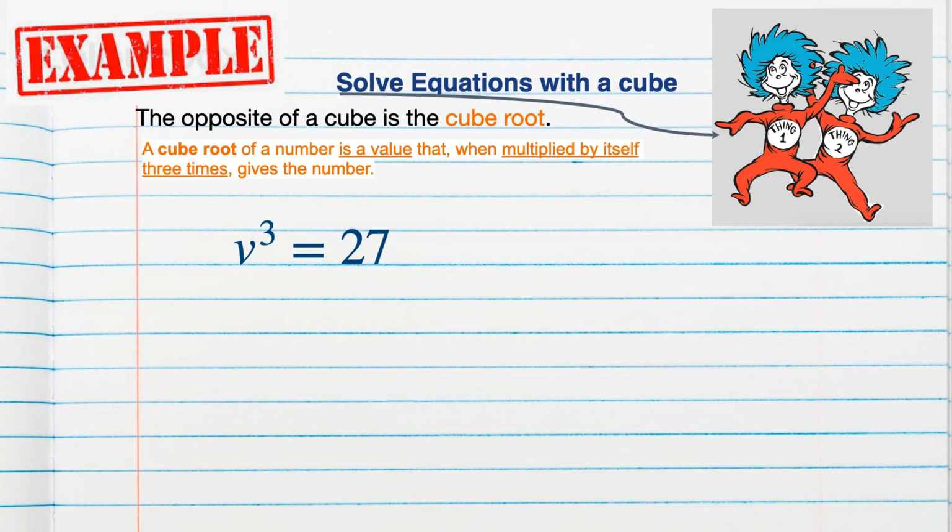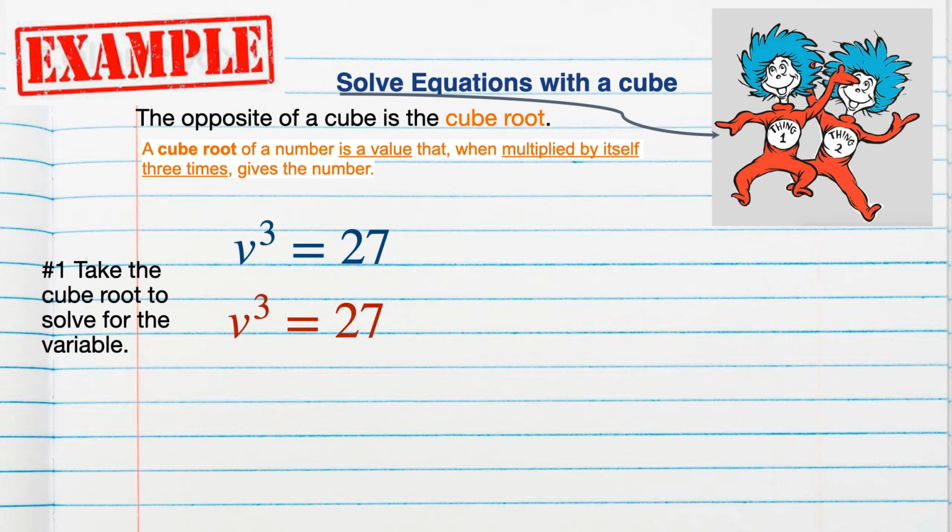A cube root of a number is a value that, when multiplied by itself 3 times, gives the number. Now let's read the equation. V cubed is equal to 27. The variable in the equation is v, and the exponent is cube, or that little power of 3. Therefore, we're going to cube root to solve for the variable. Yep, let's rewrite it, and let's do the cube root.